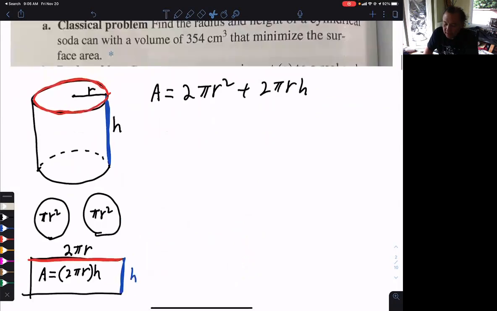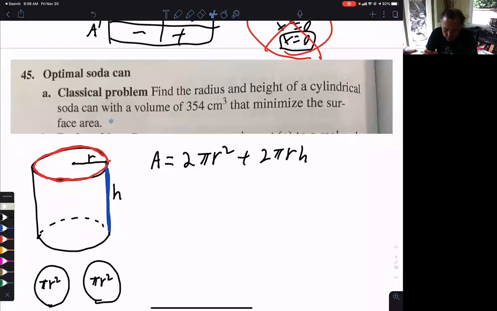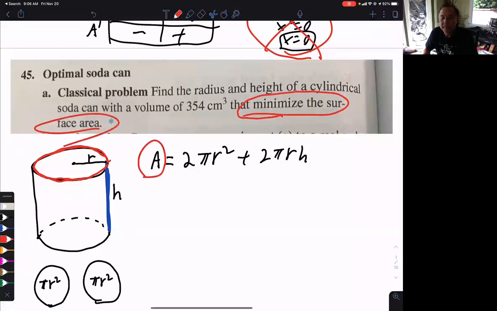Not. Because what is our goal again? Our goal is to minimize the surface area. I want A to be a minimum. And then the questions ask, where do minimums occur? And you say critical points and endpoints. So we have to find critical points. The same thing over and over and over. So how do you find the critical point?